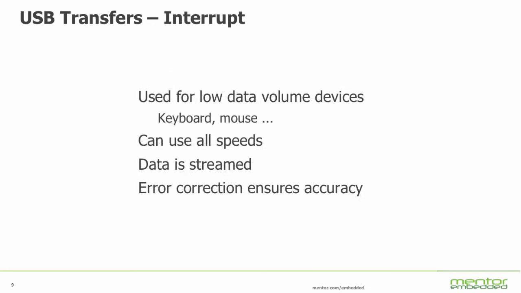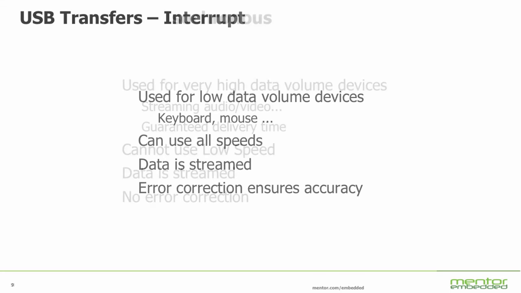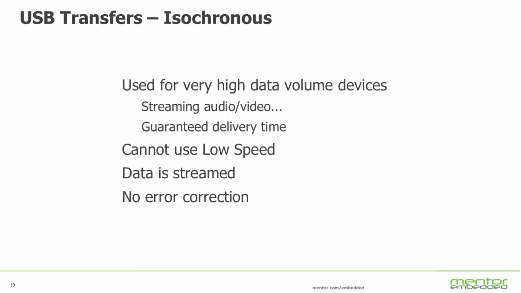Now, another kind of transfer is called interrupt. This is used for low volume devices, and it's rather confusing because there's no interruption going on. The device, the peripheral is interrupted rather than the CPU. We don't use interrupts in that context in USB. Interrupt transfers can be used at all speeds, data is streamed as well, and again, error correction is there for accuracy.